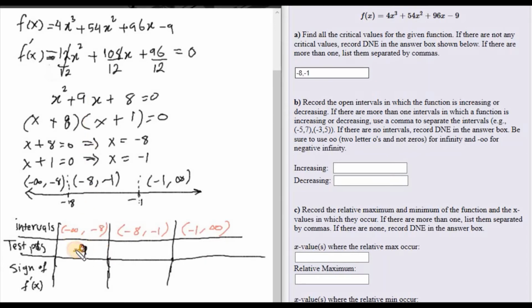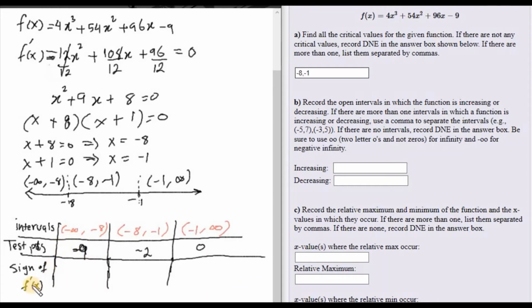So the first interval goes from -infinity to -8. A suitable number will be -9. I'm going to use that to test. The second interval goes from -8 to -1. I'm going to choose -2. And then from -1 to +infinity, I will use 0.